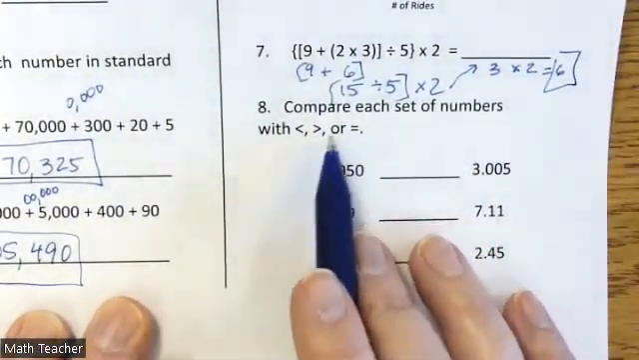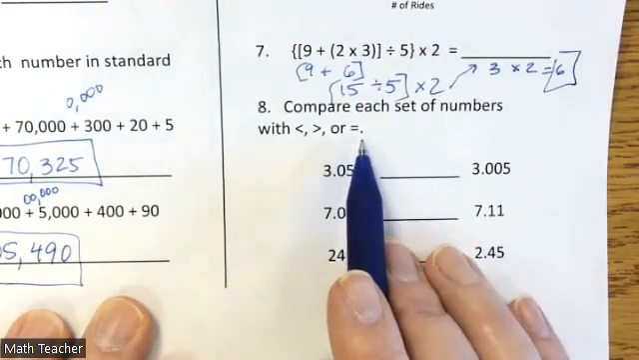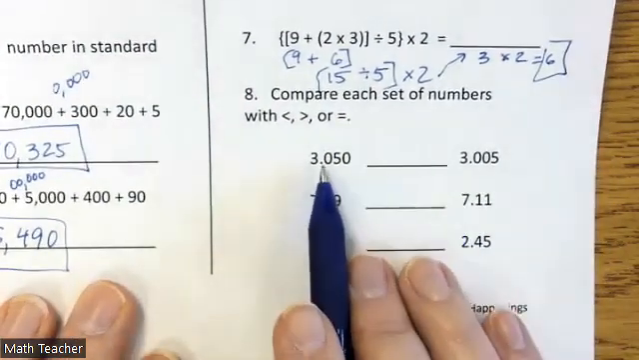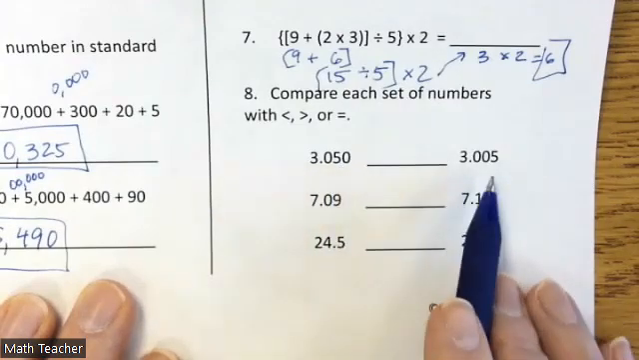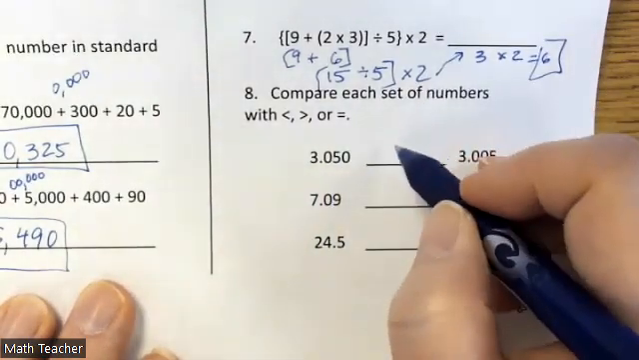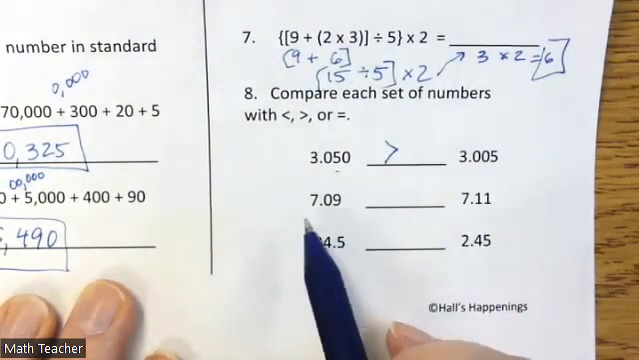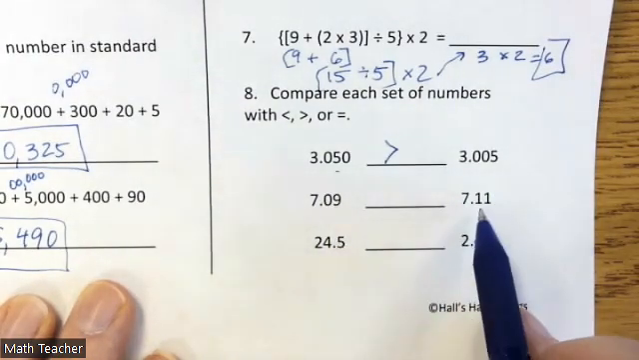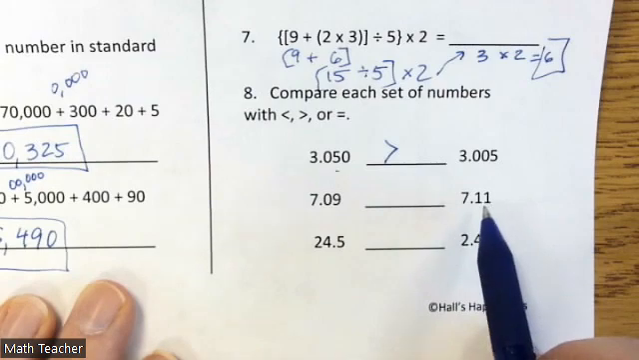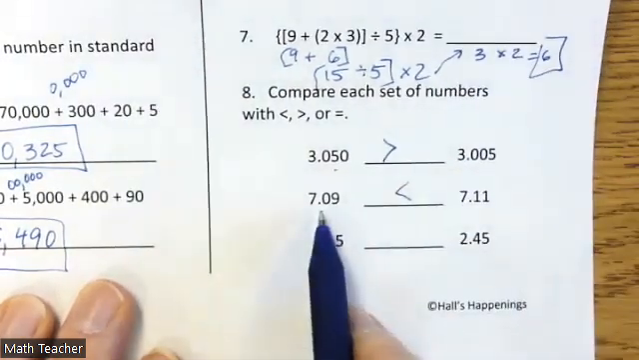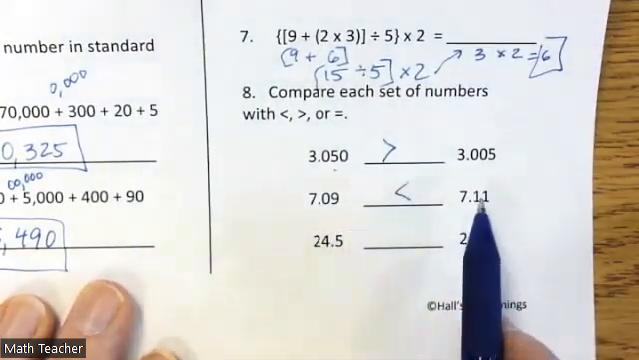Number 8, compare each set of numbers with the less than sign, greater than sign, or equal to sign. So this would be a 5 in the hundredths place. This 5 is in the thousandths place, so this is larger. 3 and 5 hundredths is larger than 3 and 5 thousandths. 7 and 9 hundredths is less than 7 and 11 hundredths, or if you think of it as money, $7.09 is less than $7.11.